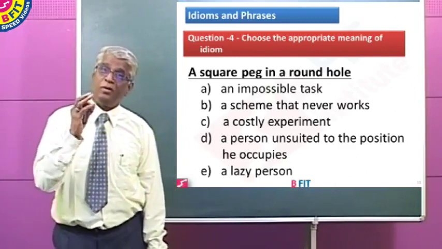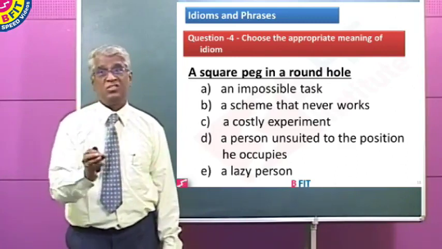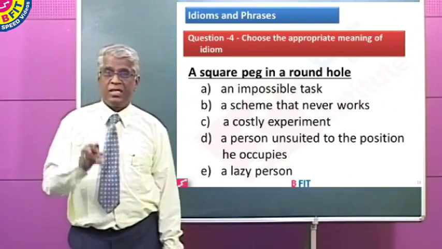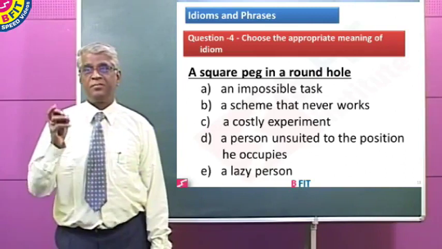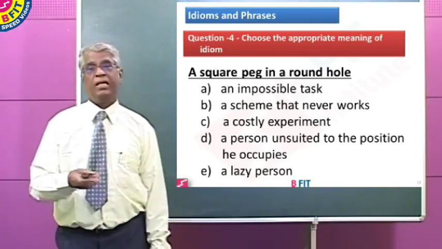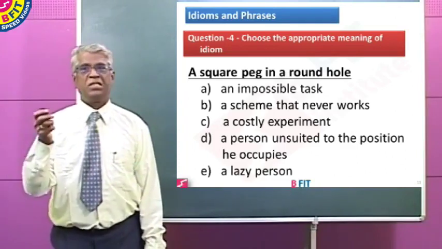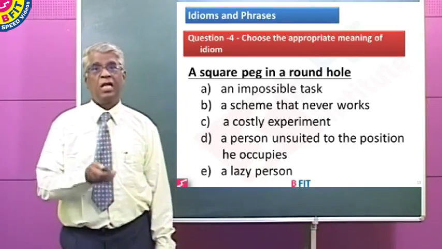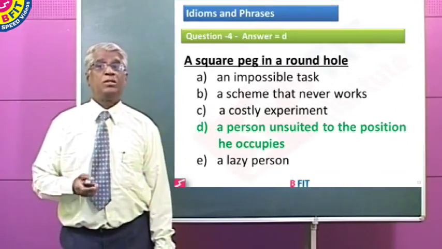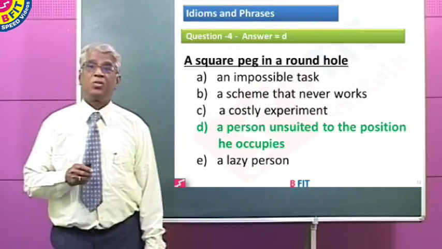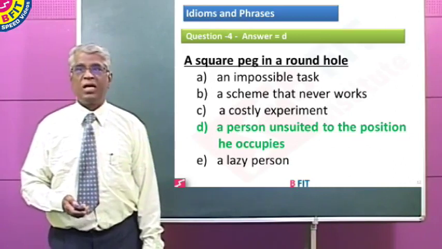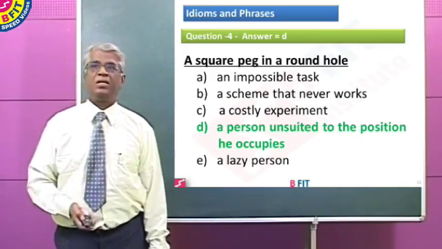Now if you think of the meaning in that sense: an impossible task, a scheme that never works, a costly experiment, a person unsuited to the position he occupies, a lazy person. The best option is option D, a person unsuited to the position he occupies. So the meaning of the idiom, a square peg in a round hole, is a person who is unsuited to the position he occupies.